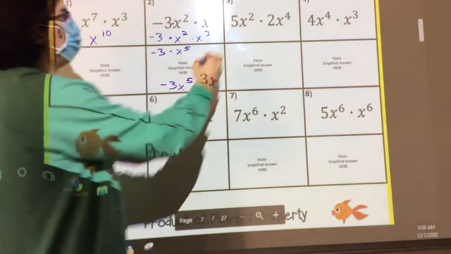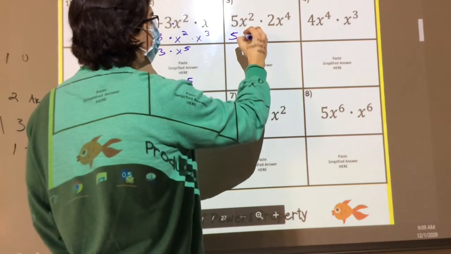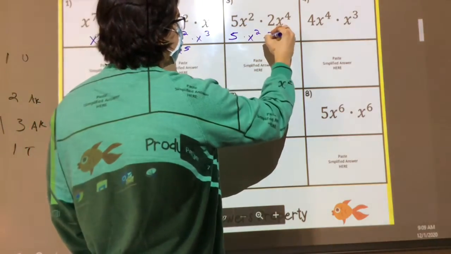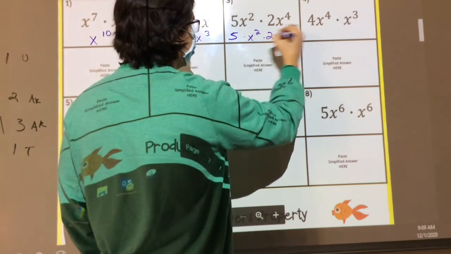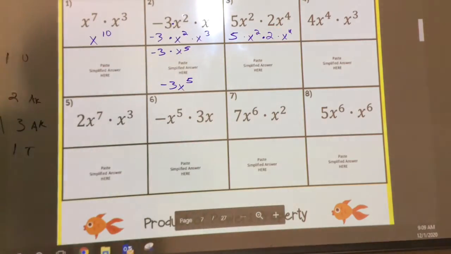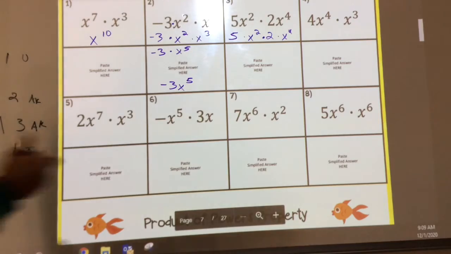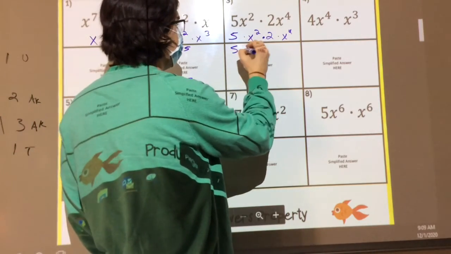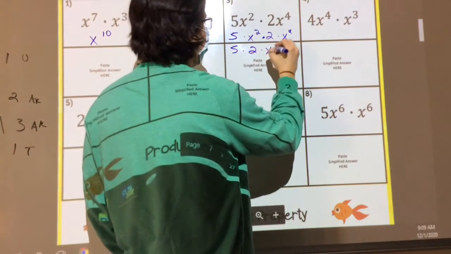Over here, we have 5 times x squared times 2 times x to the 4th. Is everybody okay with that? Let me ask you this. Can I combine my two exponents? Why? Because they're the same base. I know it sounds like I'm asking the same question over and over and over. Guess what? I am. And if I add those together, I now have 5 times 2 times x to the 6th.